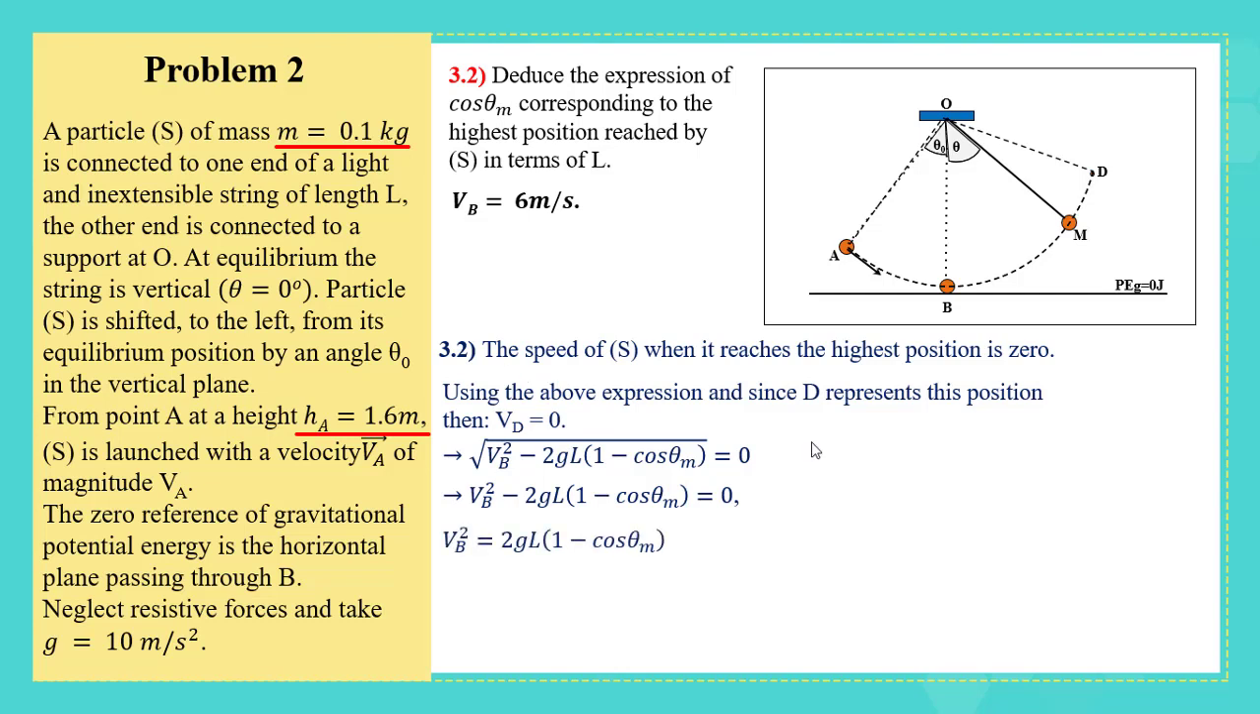VB squared equals 2GL into 1 minus cosine theta maximum, and try to find cosine theta maximum alone by dividing both sides by 2GL. Finally, cosine theta maximum equals 1 minus VB squared over 2GL, which is 1 minus 1.8 over L.